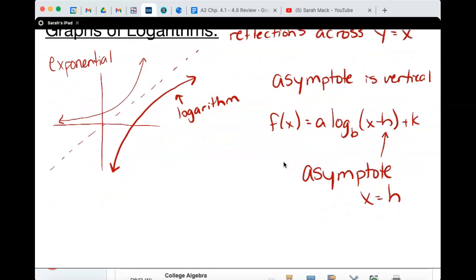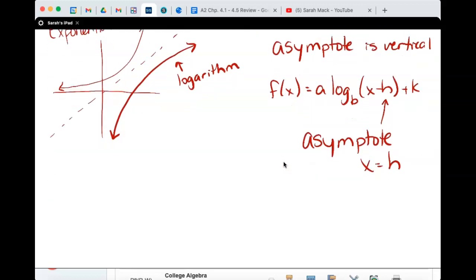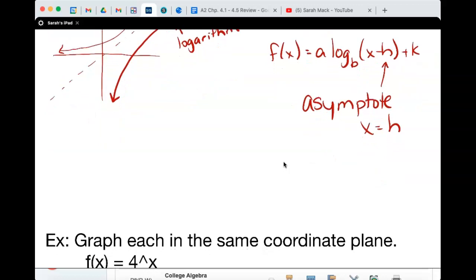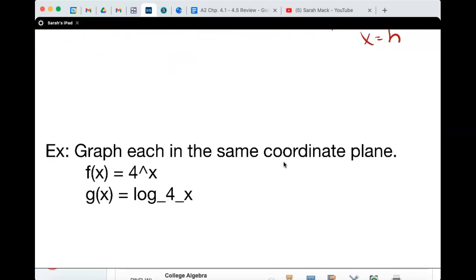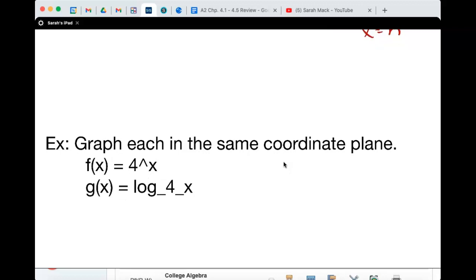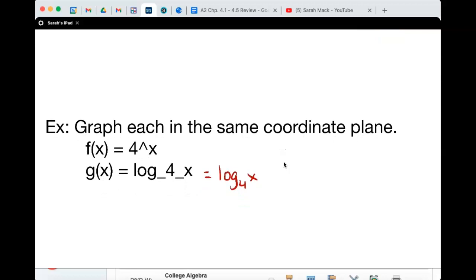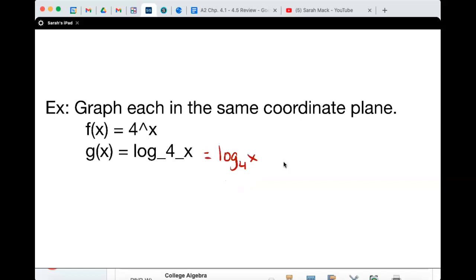Fun, right? No. Okay, so we're graphing basically the exponential and its inverse, log base 4. So we should be able to see the reflection. This is the last one.